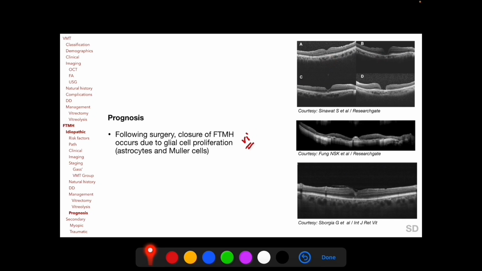These OCT images show various patterns of macular hole closure following surgery, and this OCT image shows non-closure of full-thickness macular hole following surgery. This OCT image, as we have discussed previously, shows usage of an inverted ILM flap, and this OCT image shows usage of a free ILM flap.